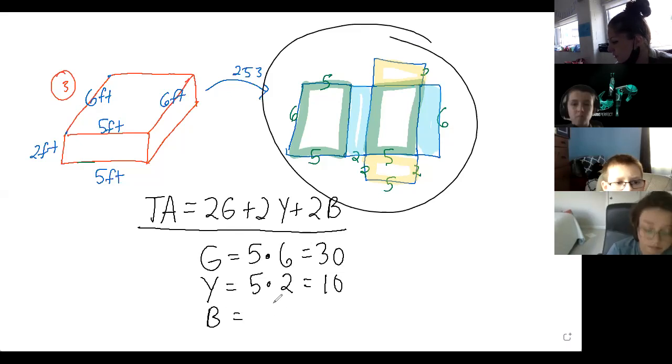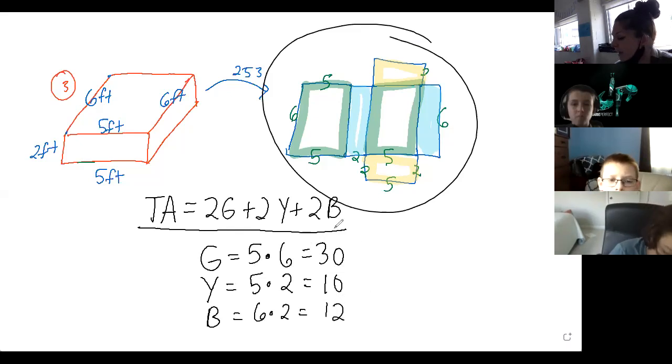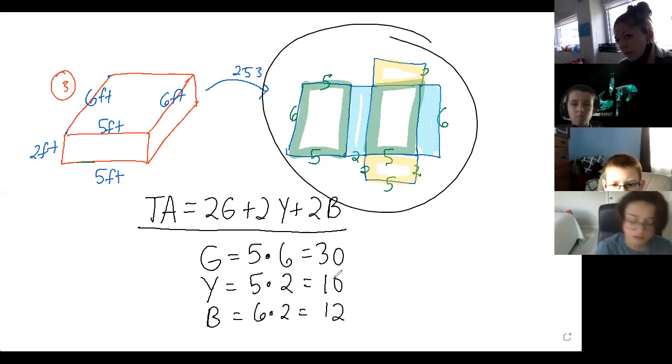What's the dimensions on the blue one? 2 times 6. 6 times 2. Good. And the result would be 12. Now, in order to calculate the total area, we're going to plug in the values where they need to be. So 2 times 30 plus 2 times 10 plus 2 times 12, right?